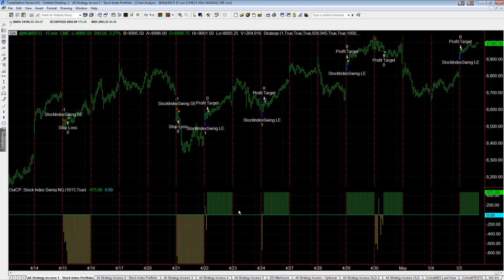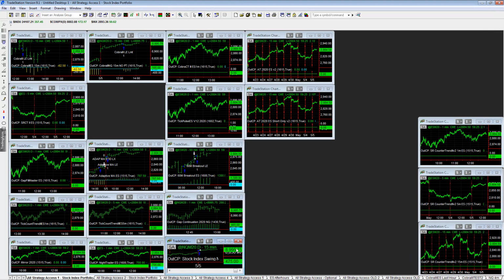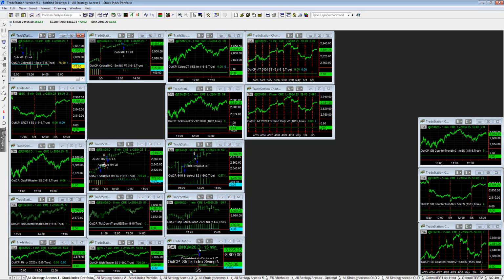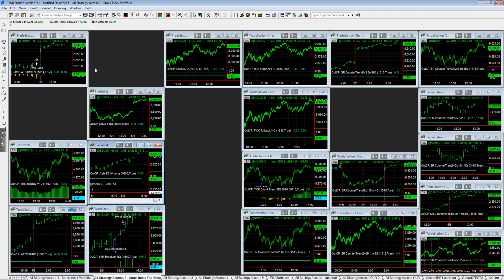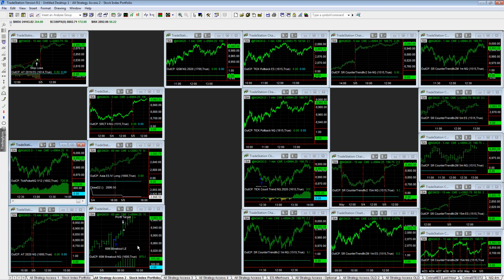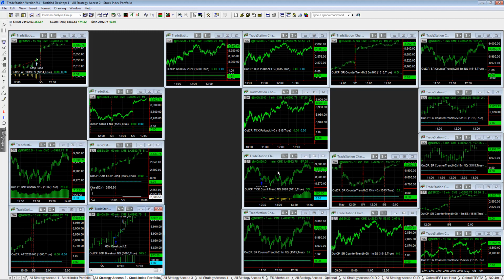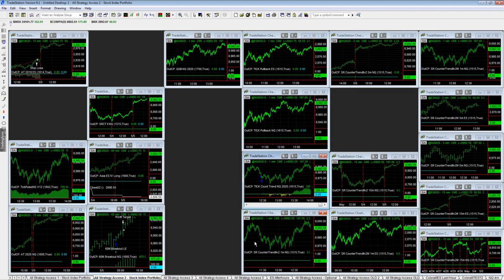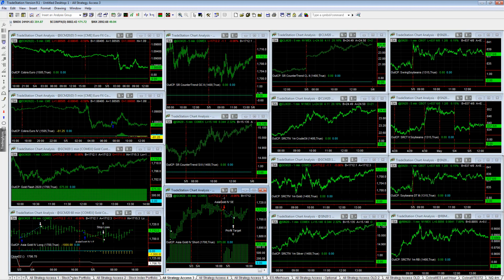Stock index swing captured the opening trend a little bit, plus 475 on that trade. That's 1, 2, 3, 4, 5, 6, 7 strategies in this workspace, all taking long trades on the day, all strategy access 2. And these 2 strategies are taking long trades as well and are profitable, but these 2 are not in the portfolios. We're tracking them, so they're still in the workspace. Take count trend NQ 2020 plus 305, all strategy access 3.